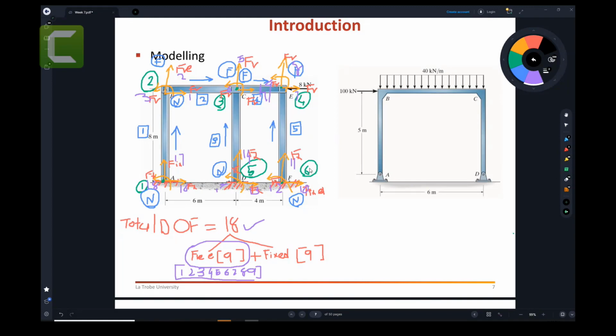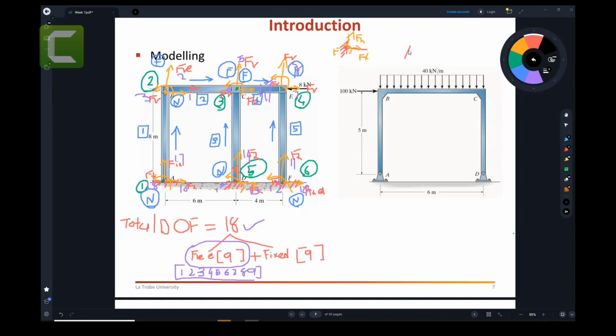Total 6 nodes. Each node has 3 degrees of freedom. 6 times 3 is 18. Now there are fixed supports. So let me give you the summary as well. If you have a fixed support, meaning that this point is completely fixed. This degree of freedom is fixed, this degree of freedom is fixed, and this degree of freedom is fixed.